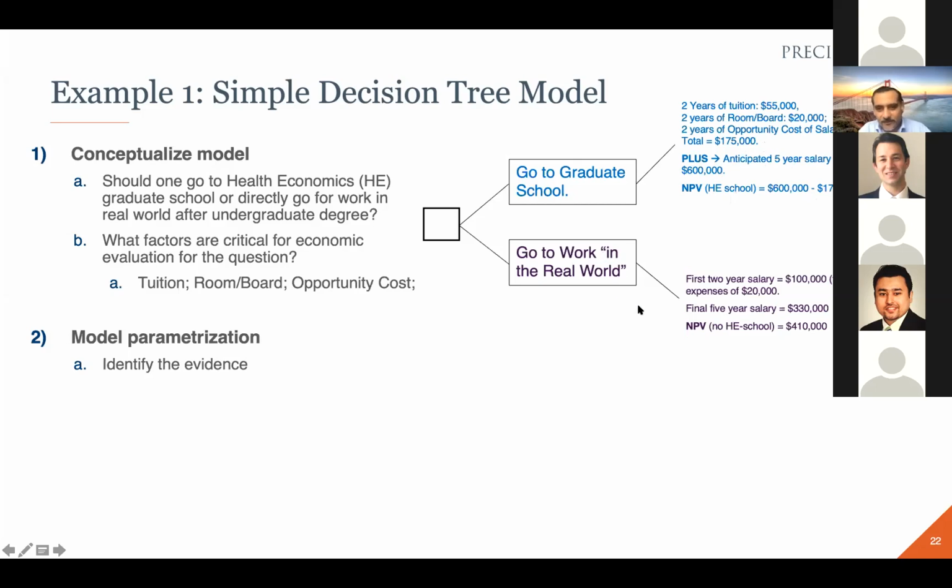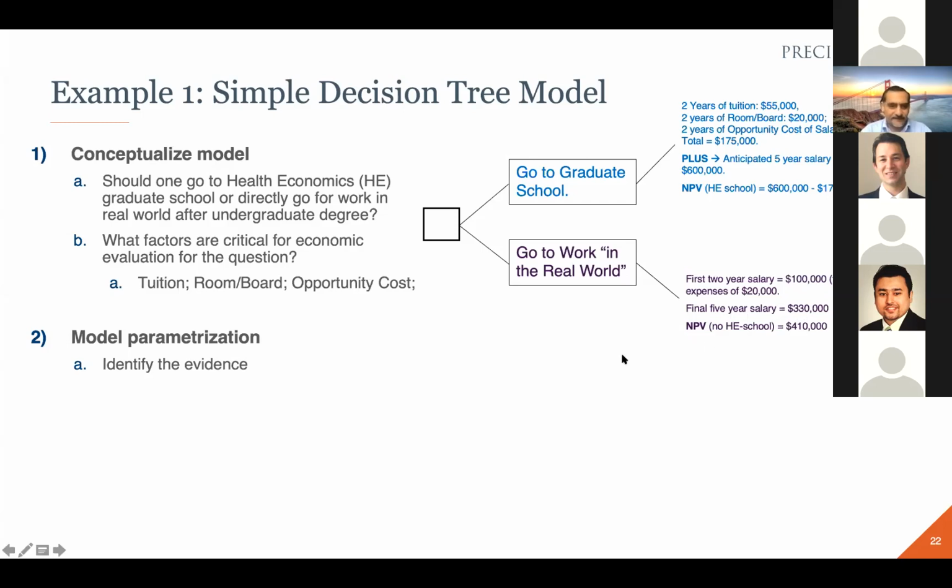But if you directly go to the real world, you will have a salary for the first 2 years that you are not getting in graduate school. And then minus some expenses that you might have during that time. And the final 5-year salary, since you do not have a graduate school degree, will be less for you. So the net present value with no graduate school degree is around this much, which is the sum of 330 plus 80,000, 100 minus 20, comes out to be something like that. So this is the net value.